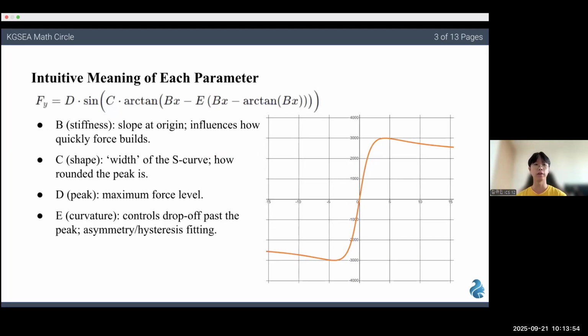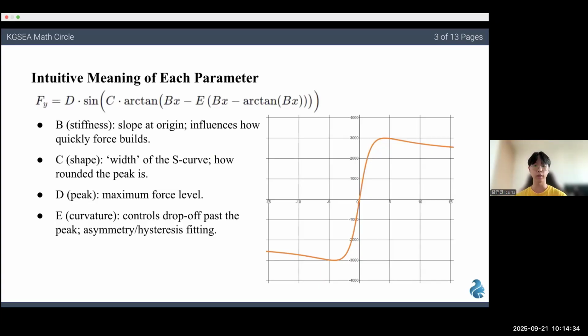You might be wondering what the other variables and parameters represent. A quick overview: B is the stiffness variable. It represents the slope at the origin, so it influences how quickly the force builds. C is the shape variable, which changes the width of the S-curve and how rounded the peak is. The variable D represents the peak or maximum force level that the tire can produce. And E represents the curvature, which controls the drop-off past the peak, and how drastic the drop-off is.